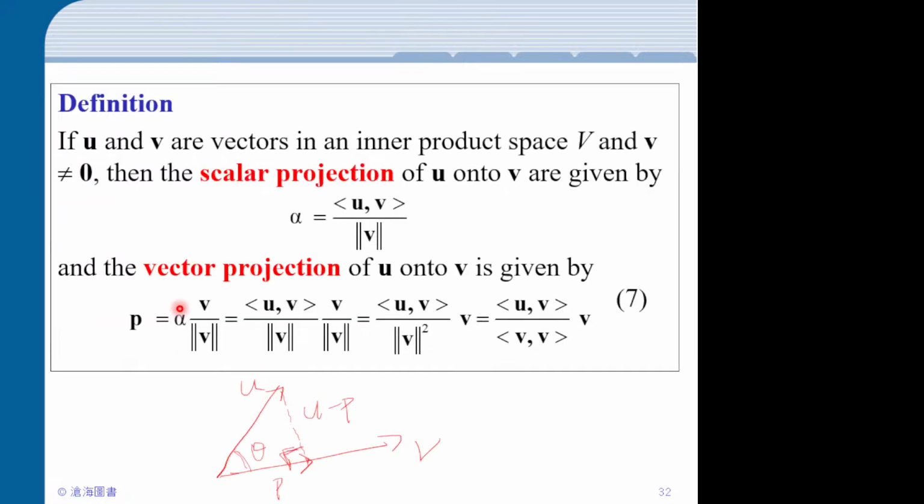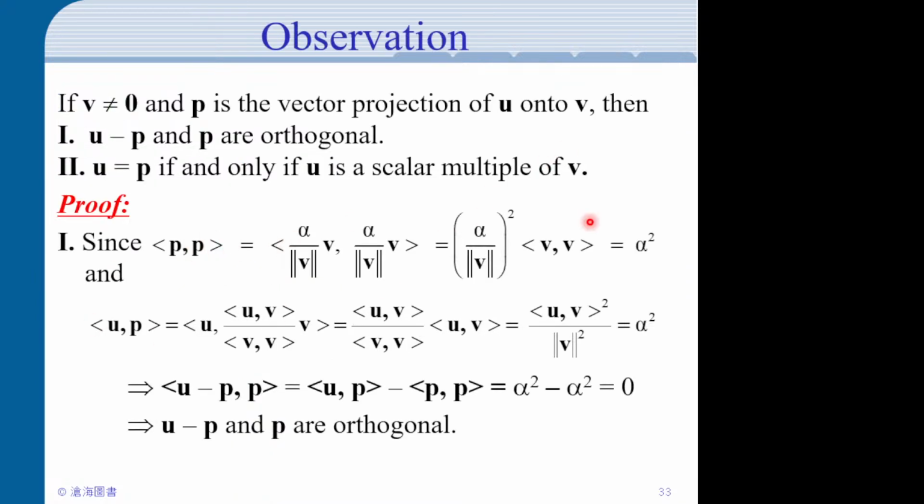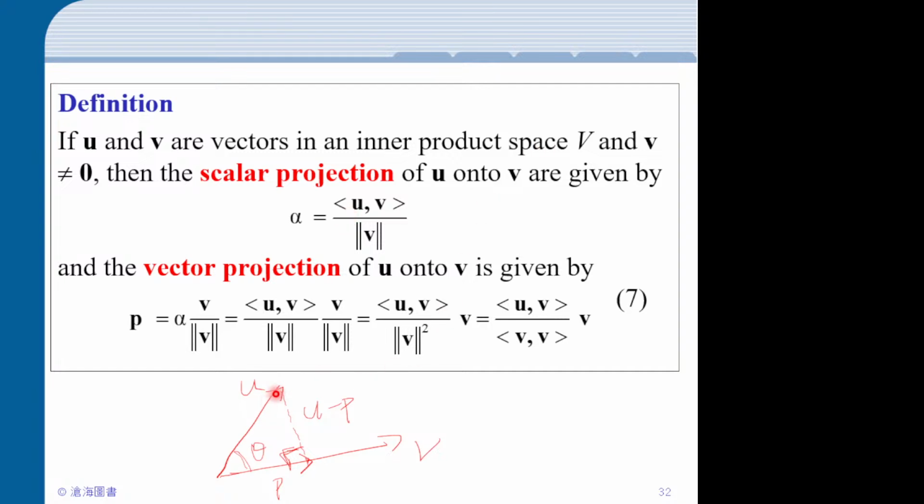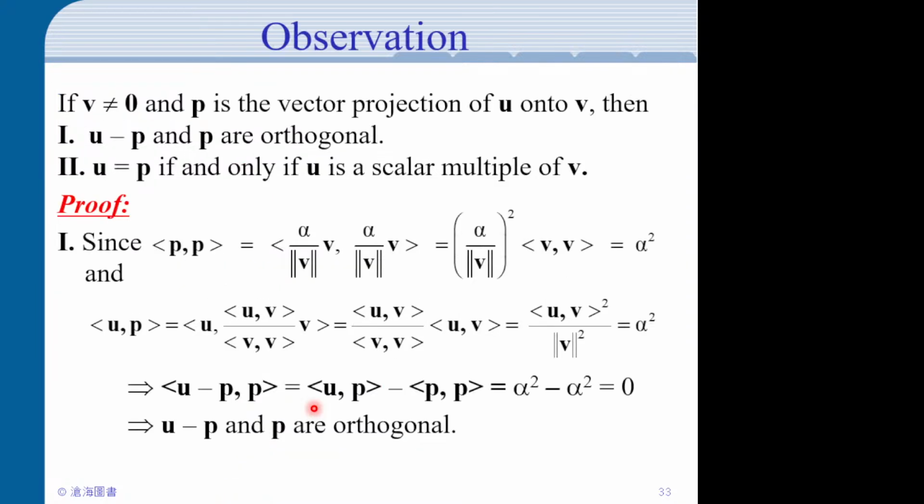And this is anticipated, right? Because we know the length of p is alpha. That's how we define it. So the length of p is alpha, as we expected. Then we need to prove the inner product between u and p is alpha squared.